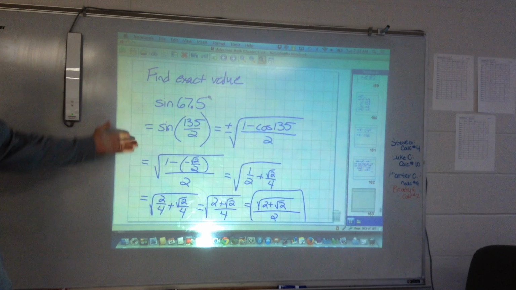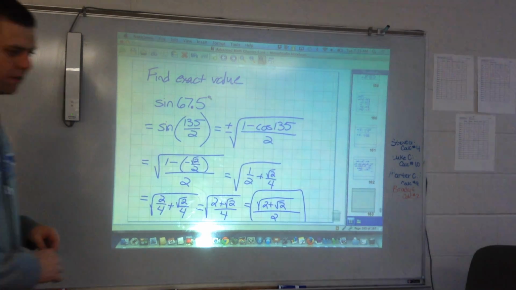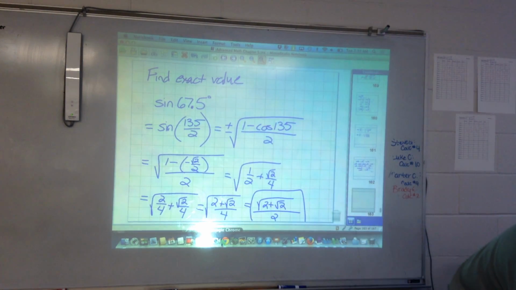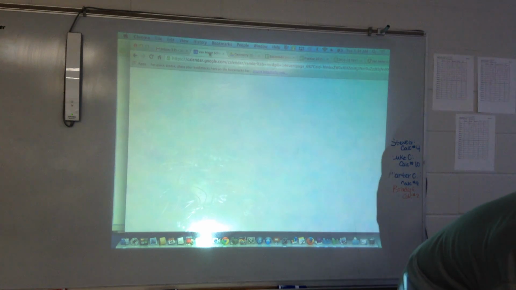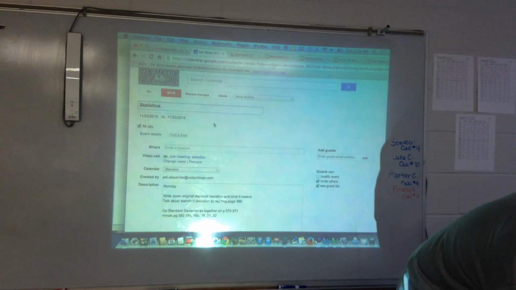Alright, so there's an example of kind of using a half angle. A little bit tougher because you do have fractions involved. Okay. For your practice, I'll send those out later. I don't have that up right now.